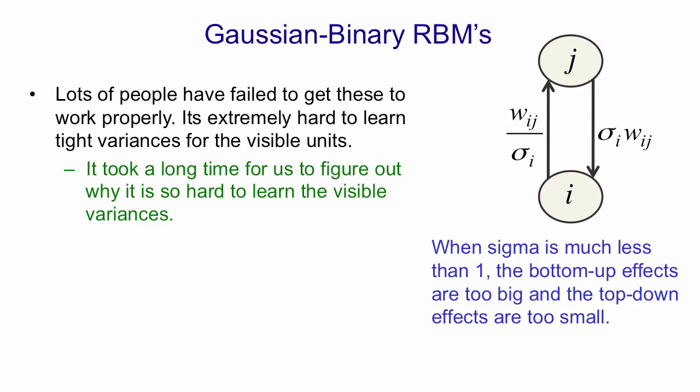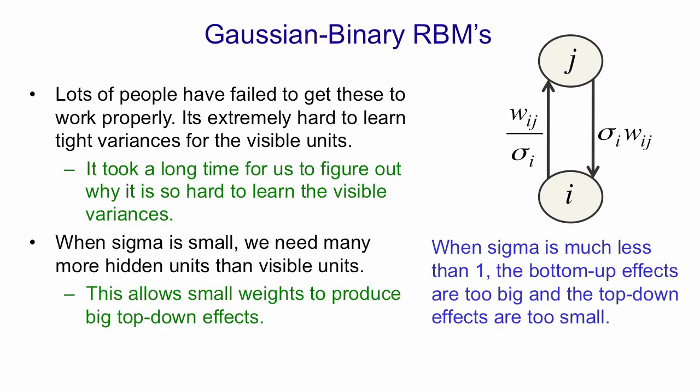And the result is that the hidden units tend to saturate and be firmly on or off all the time. And this will mess up learning. So the solution is to have many more hidden units than visible units. That allows small weights between the visible and hidden units to have big top-down effects because there are so many hidden units. But of course, we really need the number of hidden units to change as that standard deviation sigma i gets smaller. And on the next slide, we'll see how we can achieve that.